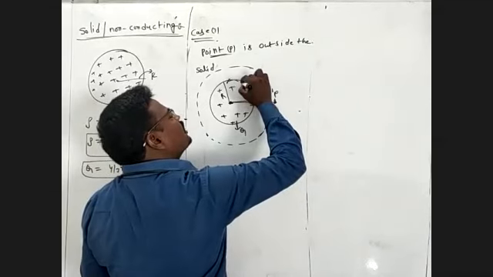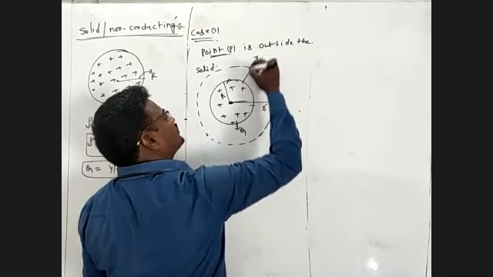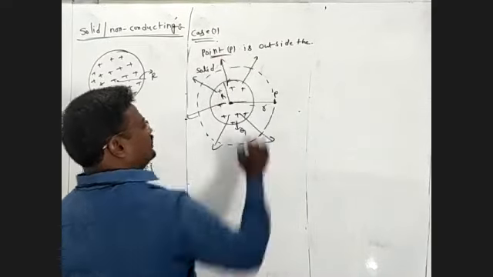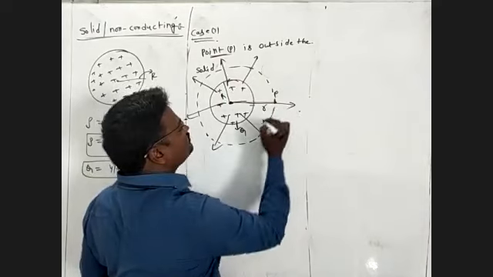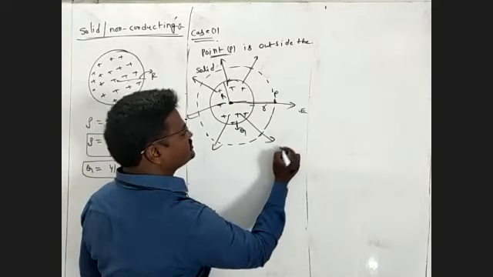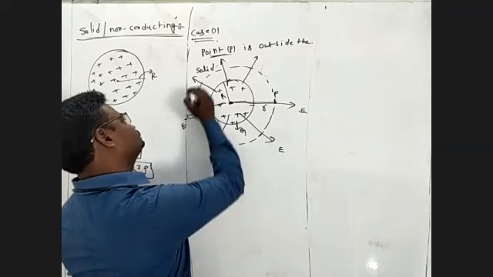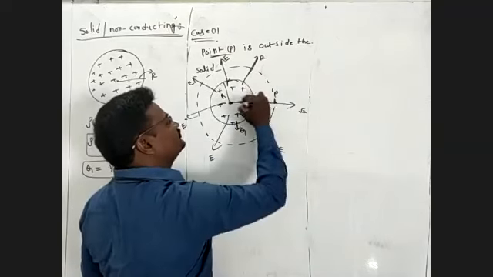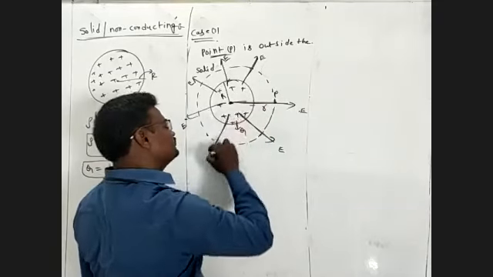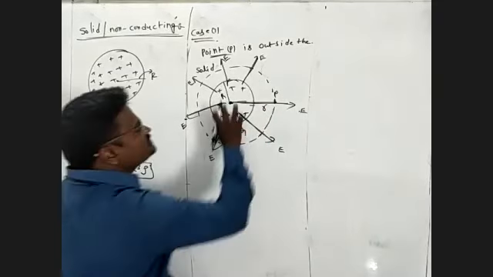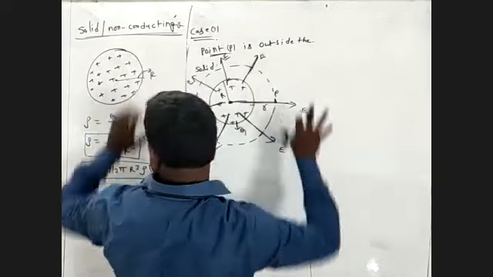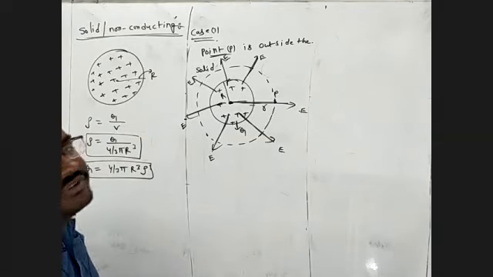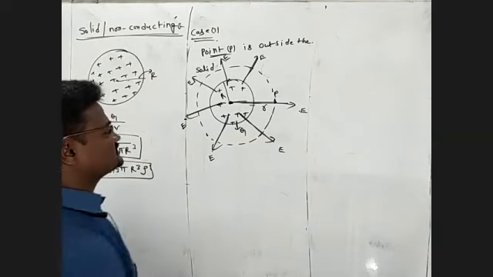A positive charge produces an electric field in the outward direction. This is the direction of the electric field, and these are the field lines. The field lines pass through the Gaussian surface. That is what we call electric flux. So we have to calculate the electric flux through the Gaussian surface.